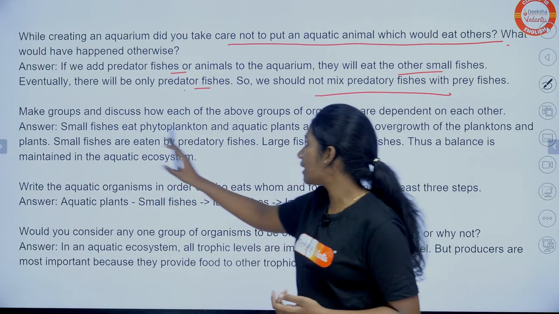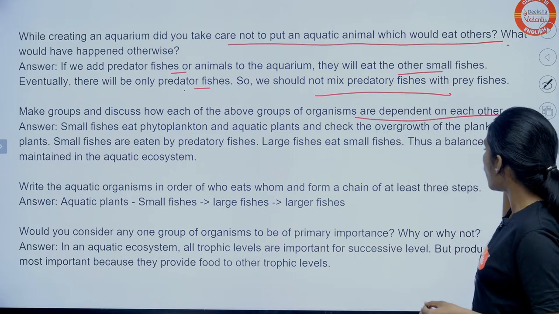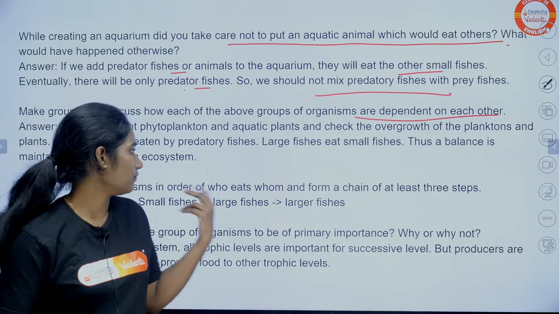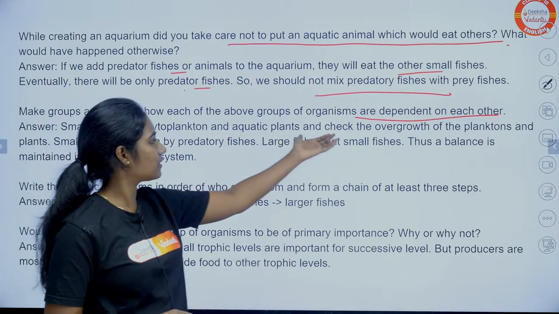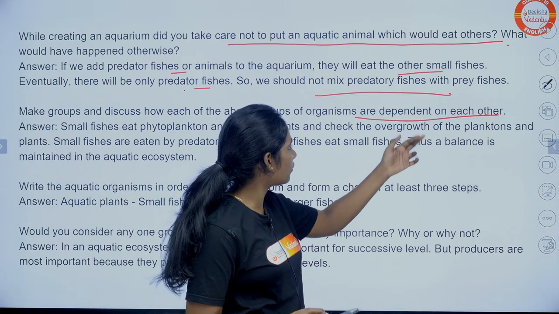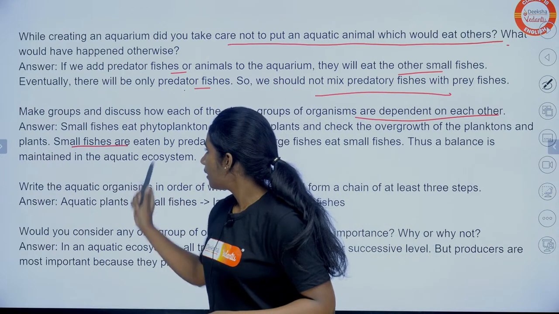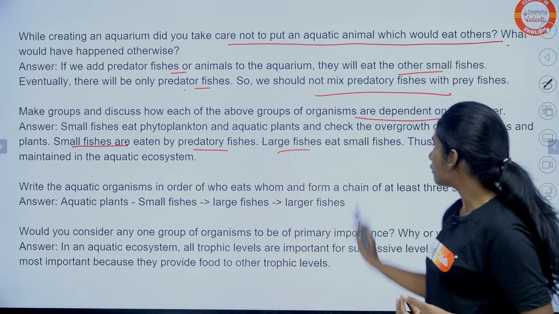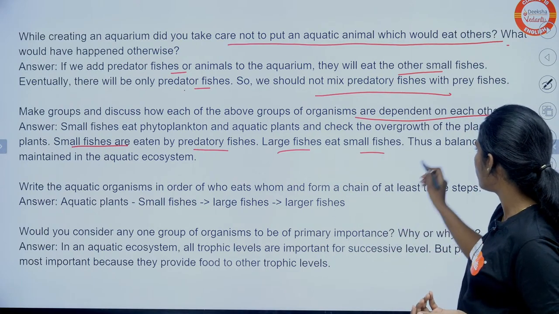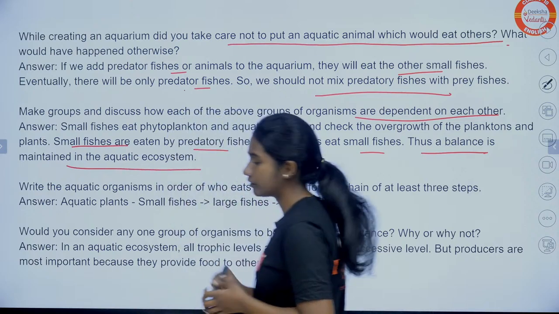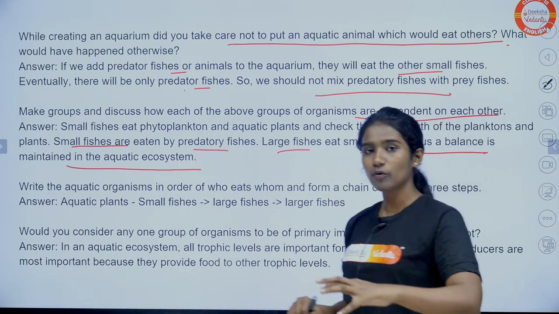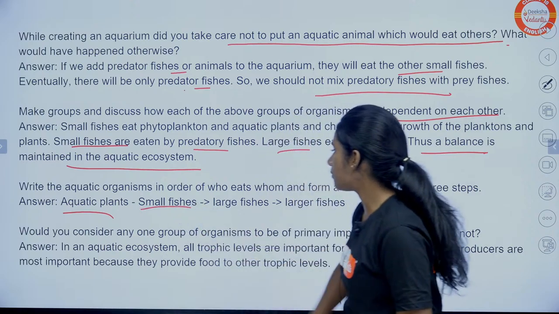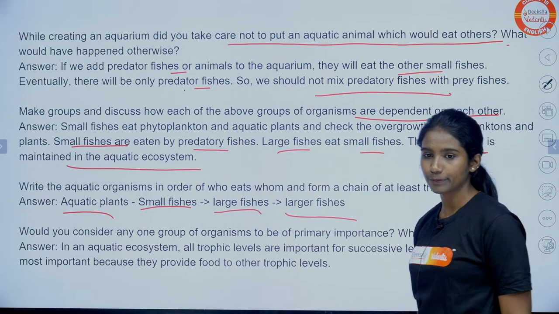So, we should not mix predator fishes with the other fishes like prey. Okay. And then make a group and discuss how each of the above groups of organisms are dependent on one another. Small fishes eat aquatic plants, they eat phytoplankton and aquatic plants. And then they keep growing and then what happens? They check the overgrowth of the phytoplankton and plants. And then the small fishes are eaten by the predator fishes, and large fishes eat small fishes, and thus the balance is maintained in the aquatic ecosystem. Like I told you, that is the order: aquatic plants, then small fishes, then large fishes and larger fishes.